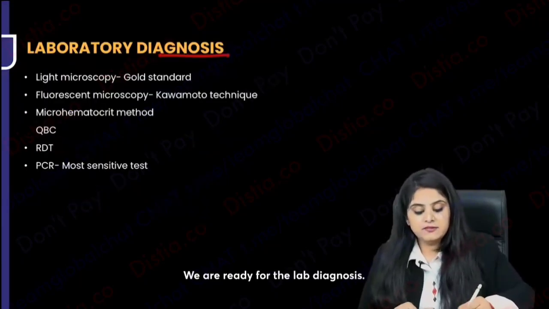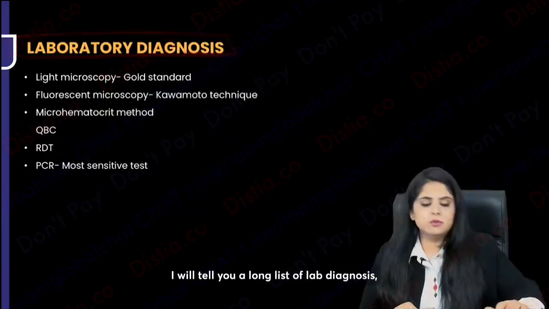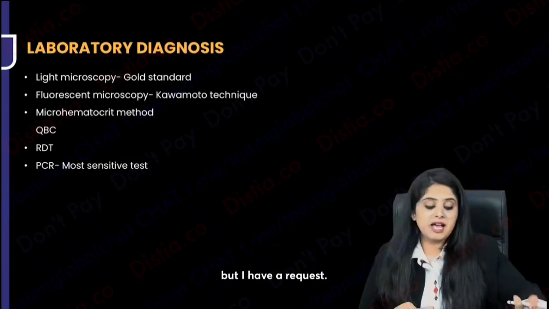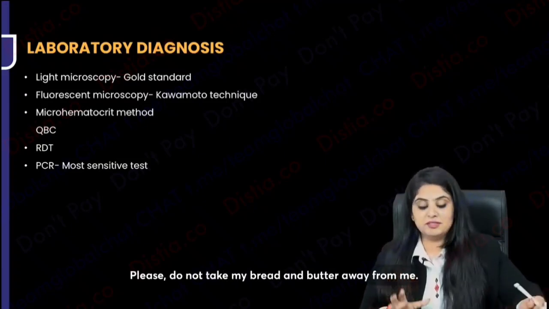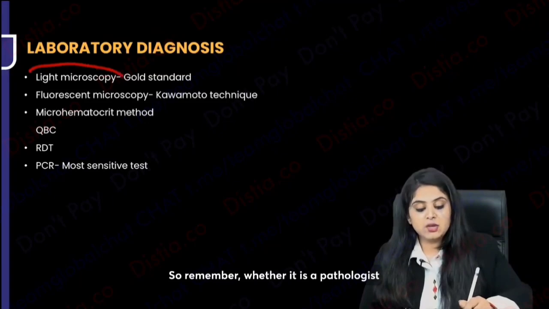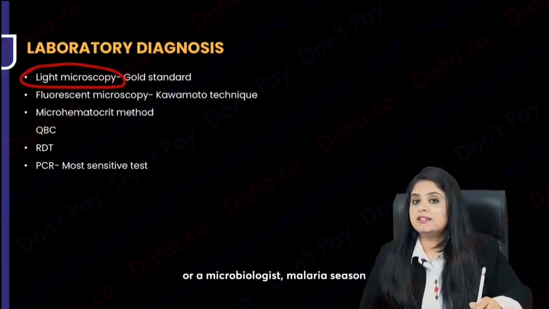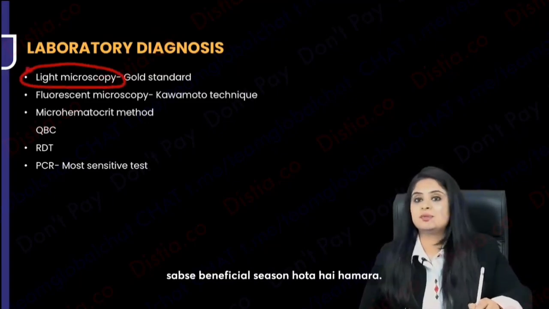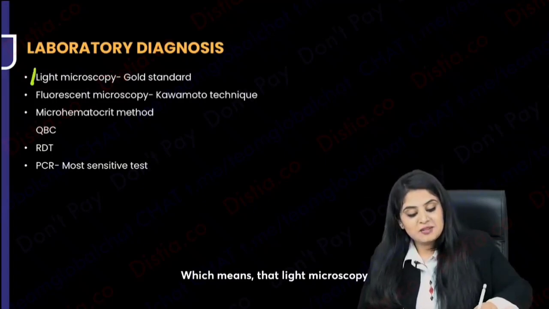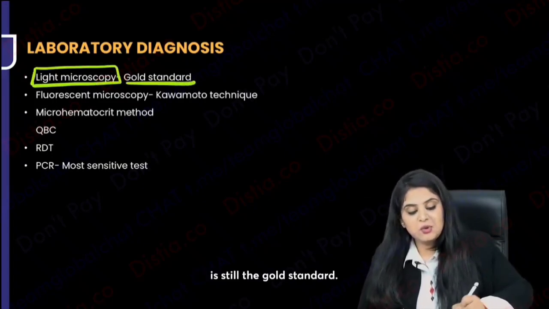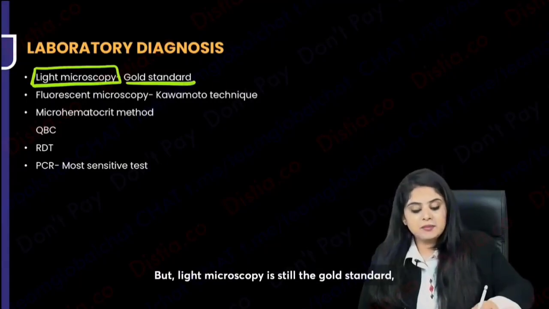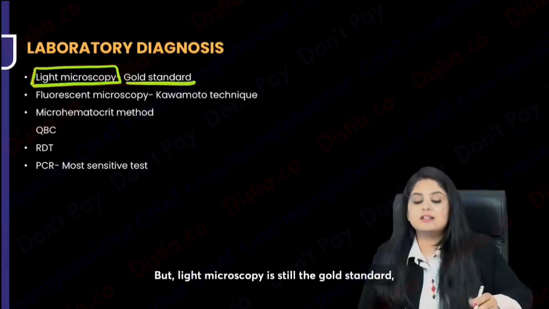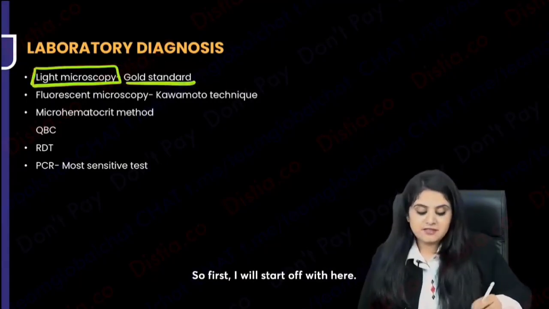We are ready for the lab diagnosis. I will tell you a long list of lab diagnosis, but I have a request. Please do not take my bread and butter away from me. So remember, whether it is a pathologist or a microbiologist, malaria season is the most beneficial season for us, which means that light microscopy is still the gold standard. You might have CART tests and you might have a million other tests, but light microscopy is still the gold standard. Always remember.